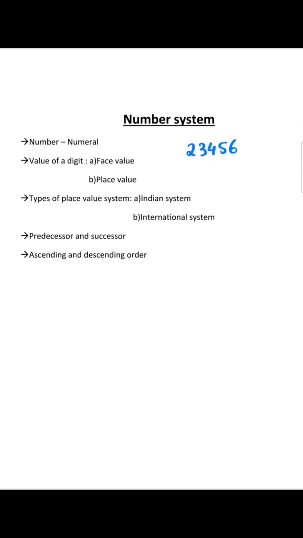Now the question is, what is the place value of 3 in this number? First of all, we need to take that number, 3 into, 3 is situated in thousands place. So we have to write 3 into 1000, which gives us 3000. So the place value of 3 in this number is 3000.